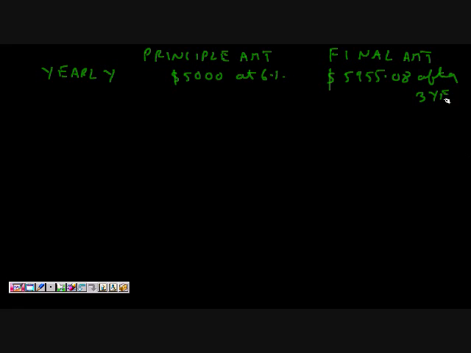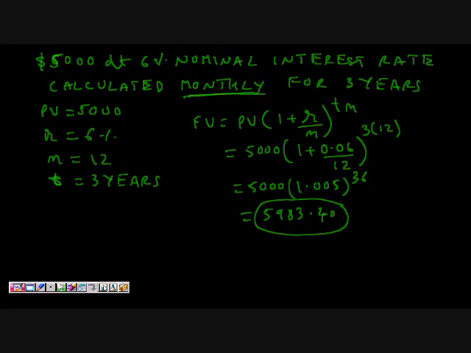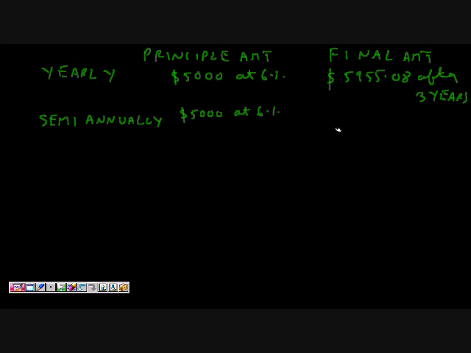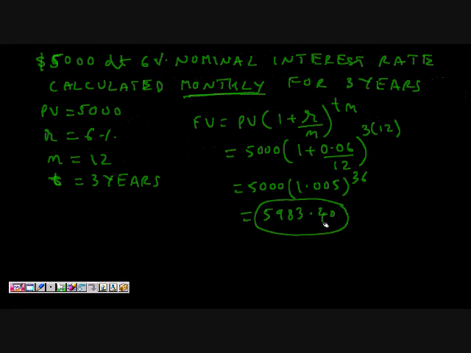Similarly, if you calculate it semi-annually, it's $5,000 at 6% nominal rate. You'll end up with 5,970.26. And if you calculate it monthly, $5,000 again at 6%, you'll end up with $5,983.40.